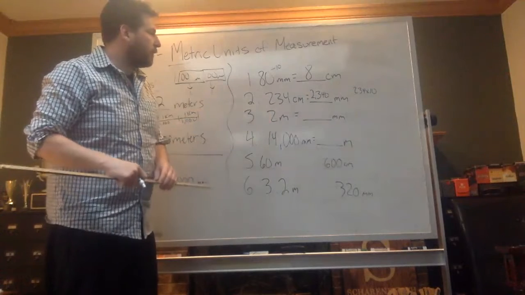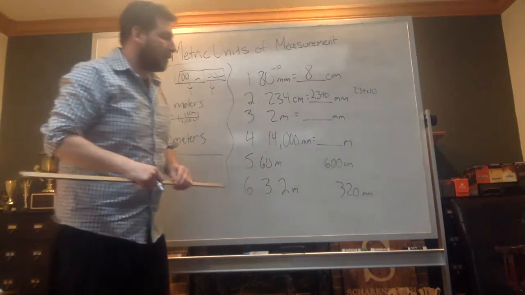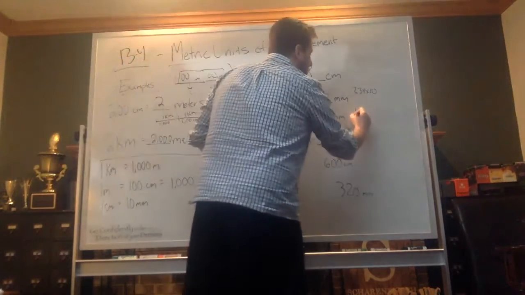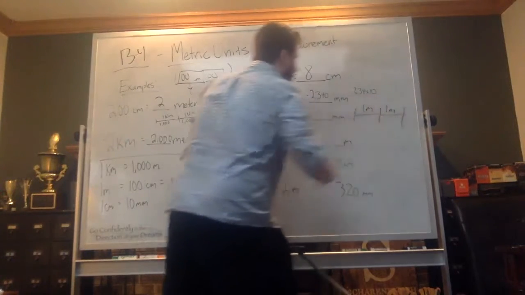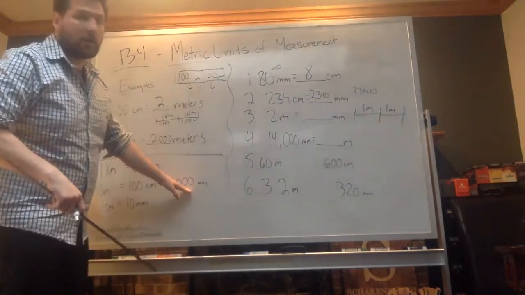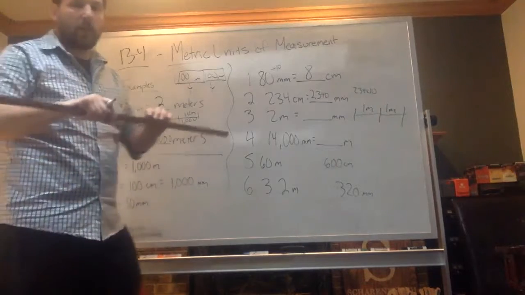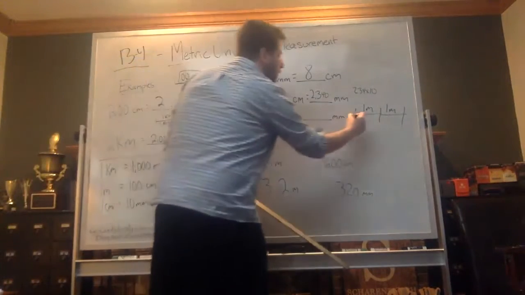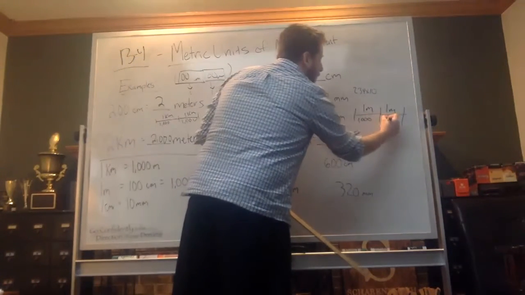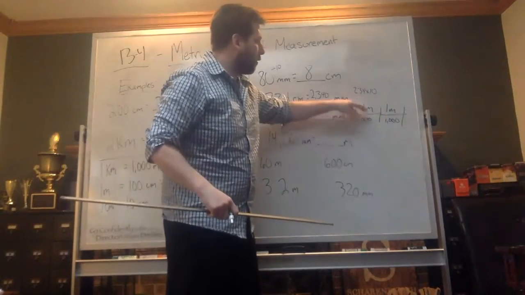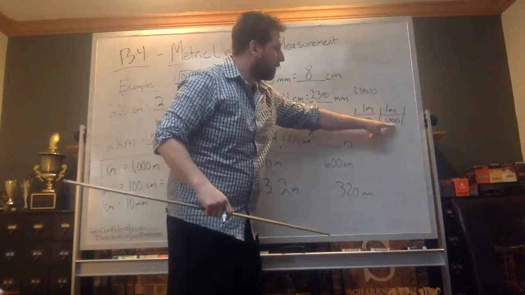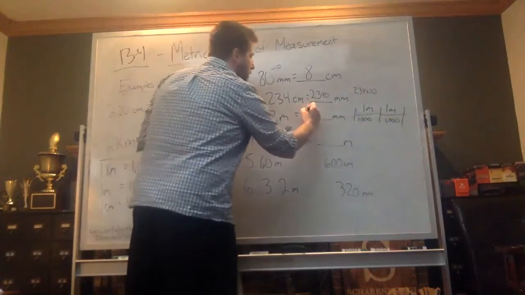Number 3, we have 2 meters equals how many millimeters? So again, we have 2 meter sticks. 1, 2. So this is a meter, this is a meter. And looking at our handy dandy chart, we have 1,000 millimeters in every meter. We know that. There's 1,000 of these little lines. That means 1,000 little lines here, 1,000 little lines here. So how many little lines are there overall? 1,000 plus 1,000 is 2,000.